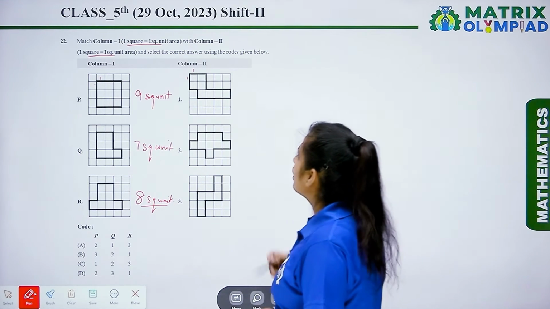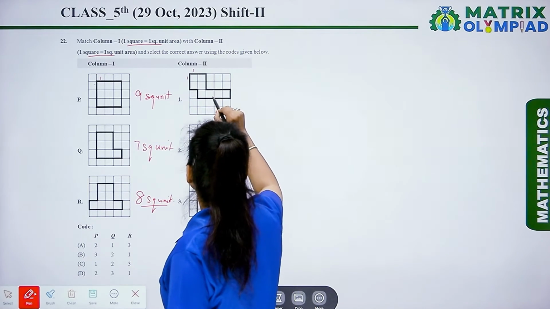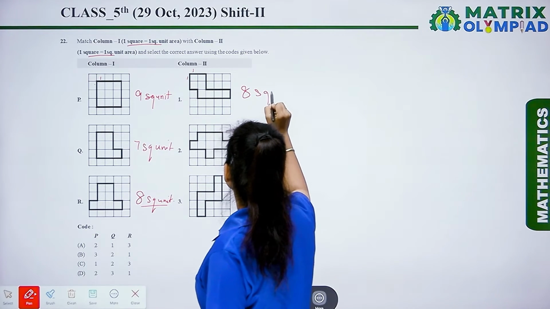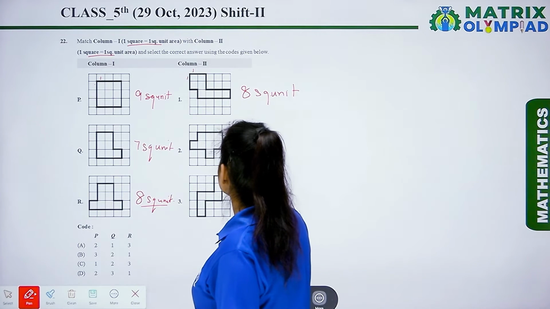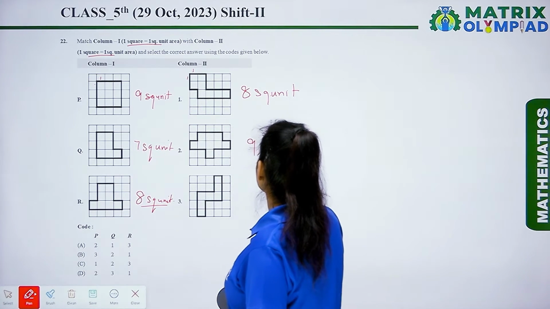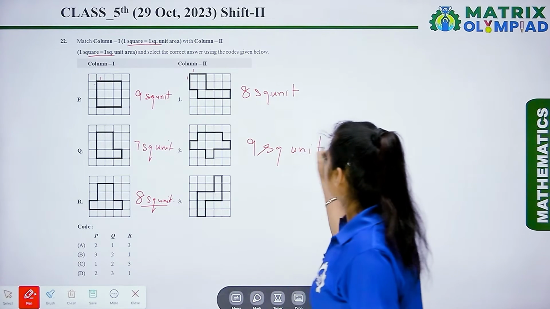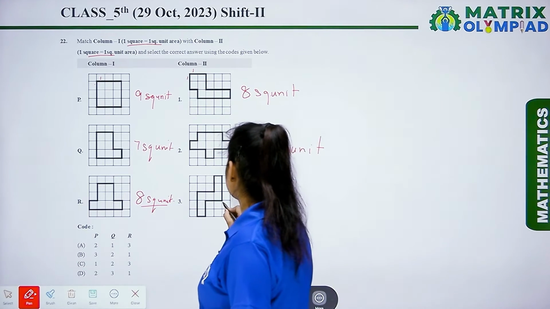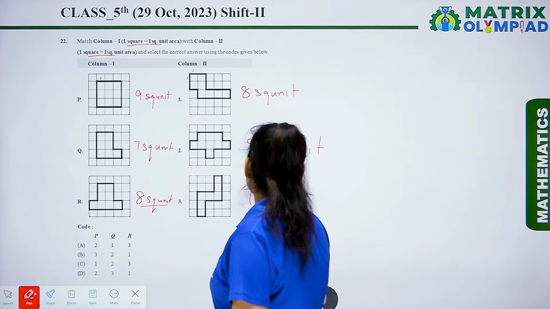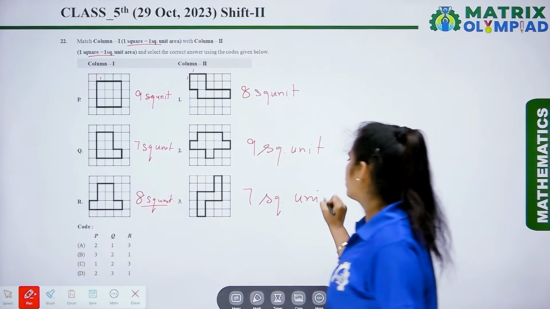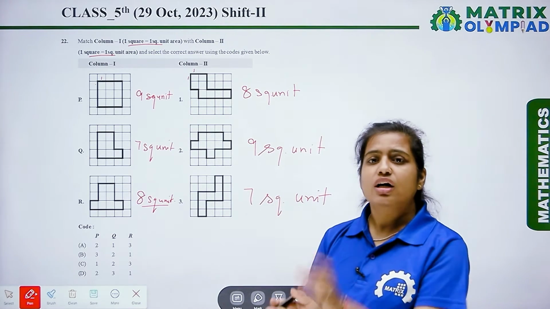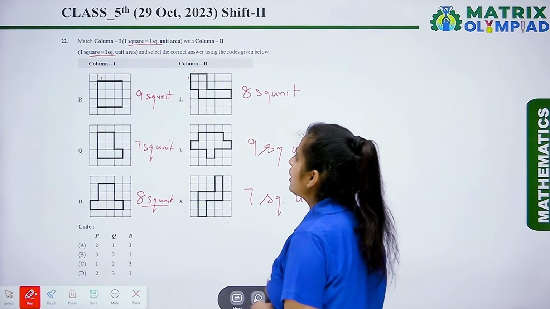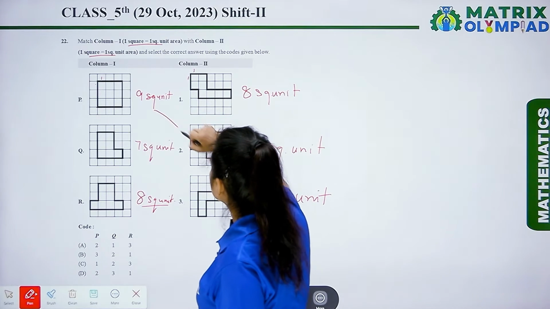Now let's check column 2. Here it is 8 square unit. Here we have 9 square unit. And the last one we have 7 square unit. Now let's match the area in column 1 with the same area in column 2. So here these two are the same.